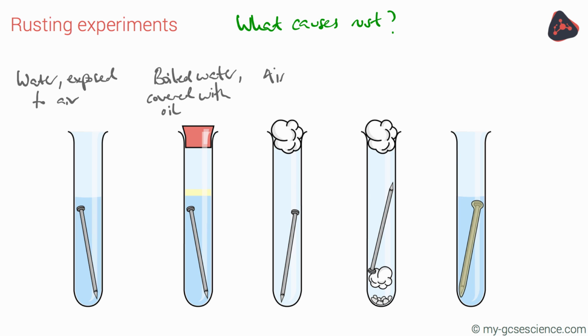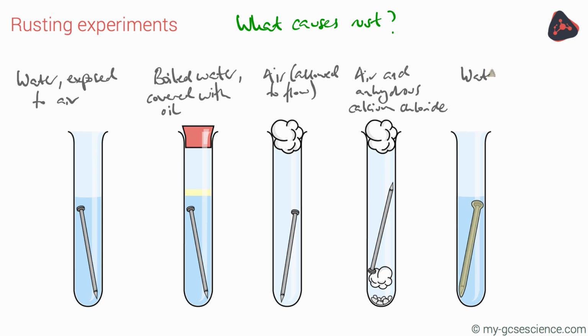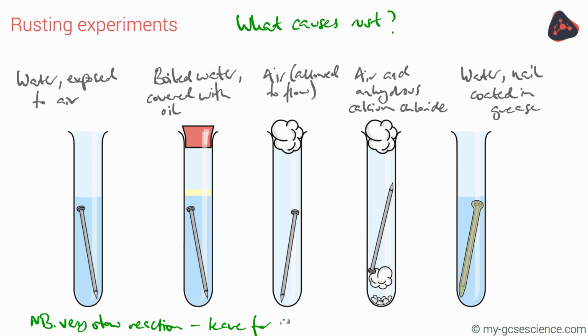The third one contains just air, but the air is allowed to flow in and out through the cotton wool. The fourth one contains air and anhydrous calcium chloride, which is a drying agent that absorbs any water that might be in the air. And the final one is similar to the first one, where we have just water and it's exposed to air, but this time the nail has been coated in grease. It's worth noting that the reaction of iron to form rust is a very slow reaction, so this experiment needs to be left for about a week in order to get appropriate results.